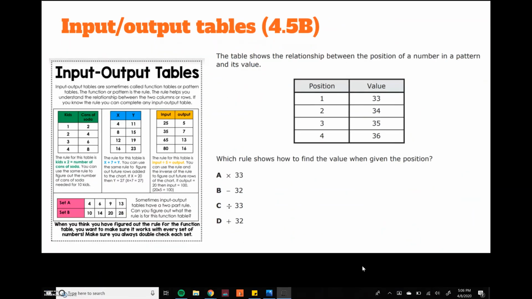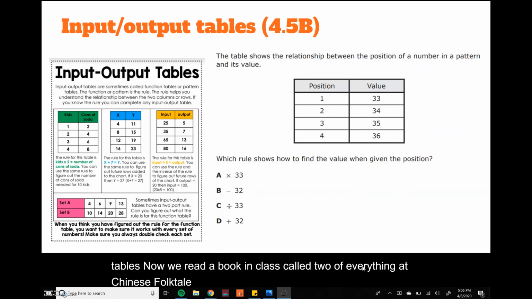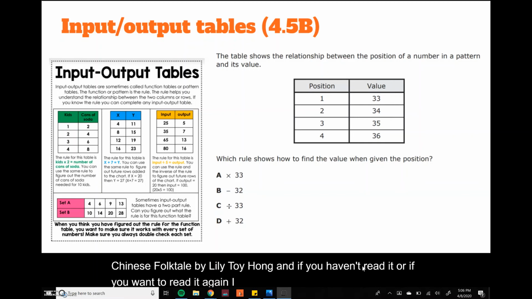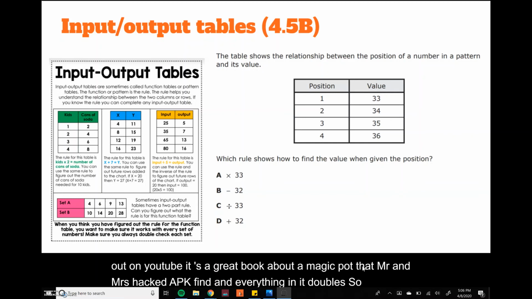All right, last problem that we're going to do is on input-output tables. Now, we read a book in class called Two of Everything, a Chinese folktale by Lily Toy Hong. And if you haven't read it, or if you want to read it again, I would highly recommend checking that out on YouTube. It's a great book about a magic pot that Mr. and Mrs. Hak-Tak find, and everything in it doubles. So its rule is ×2.